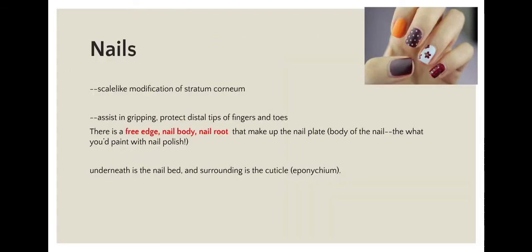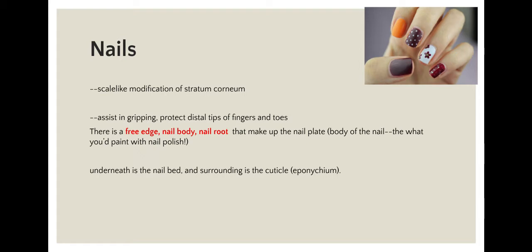We also want to talk about some of these modifications or accessory organs. Nails. Nails are just this scale-like modification of the stratum corneum or that uppermost dermis layer. They are essentially for gripping, protecting the distal tips of your fingers and toes. When you look at a nail, you have the free edge, that's like the top part. Or if you're getting like a French manicure, it's the part that you would paint white.